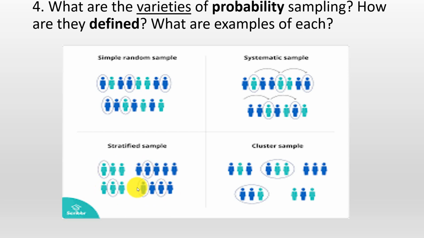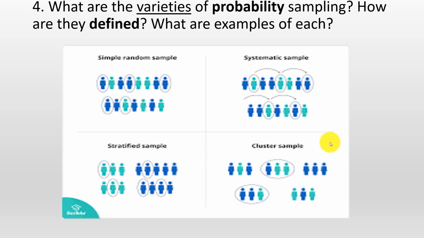Same thing with other groups. We would just want to make sure that the breakdown of the sample in terms of stratified percentages represents the stratified percentages of the population. So if 10% of the greater population is African American, you want to make sure your sample includes 10% African American as well. Okay, cluster samples.